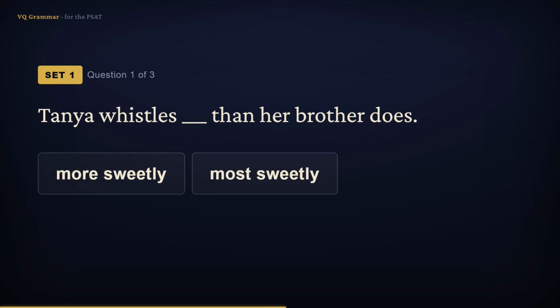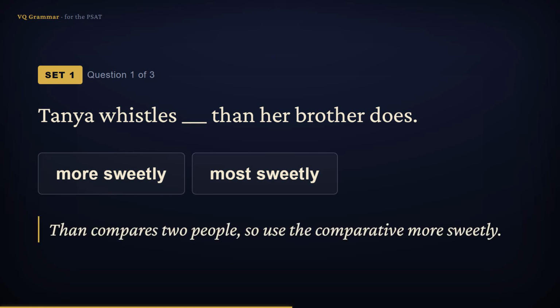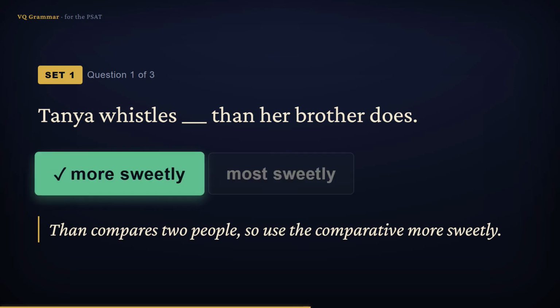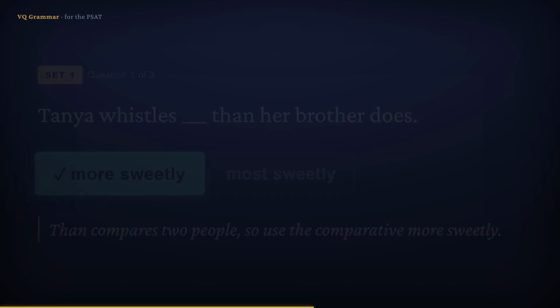Tanya whistles blank than her brother does. We're comparing exactly 2 people, and the word than confirms it. 2 actions means the comparative. Sweetly ends in ly, so we use more, not an ending. So the answer is more sweetly.